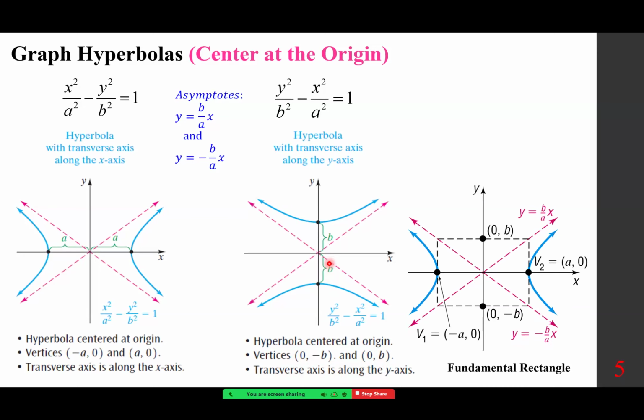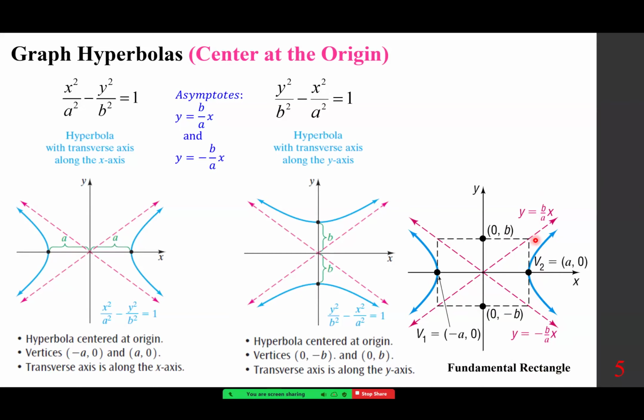Now, what you are looking at is a rectangle where the length is 2 times a, and this distance is b, so the height, if you will, or the width, if you will, is 2 times b. This is called the fundamental rectangle. And with the help of the fundamental rectangle, we can graph the two asymptotes.